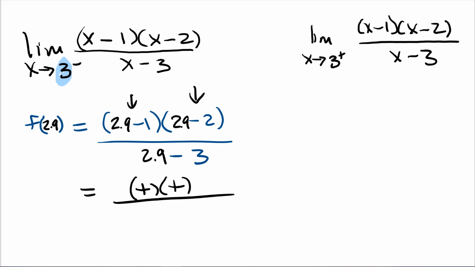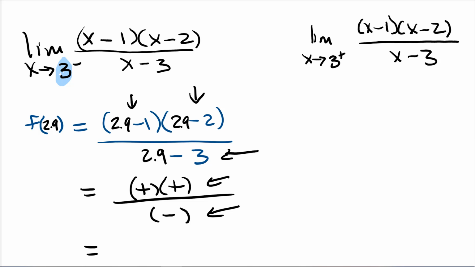And now I look down below at this one and I go 2.9 minus 3. Well, yes, that is negative 1/10. But again, I don't care what this is. Who cares? It's a negative. So what happens when you have a positive times a positive up top? Doesn't it stay positive? And then what happens when you have a positive divided by a negative? Doesn't it turn negative?